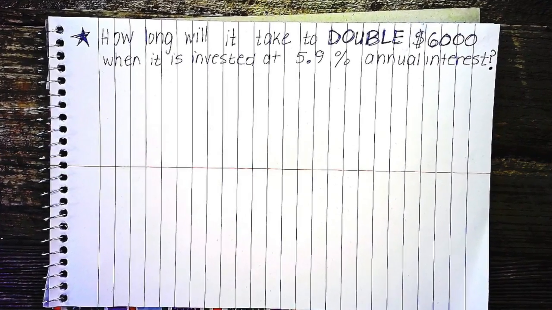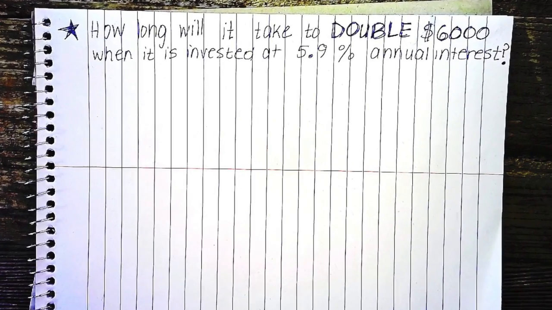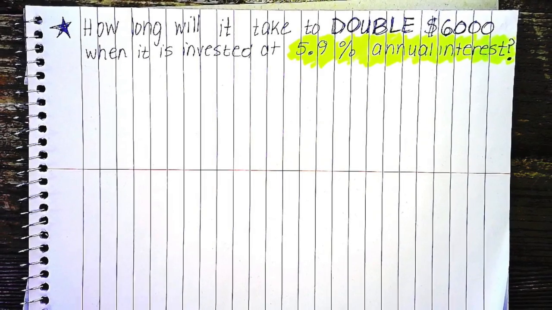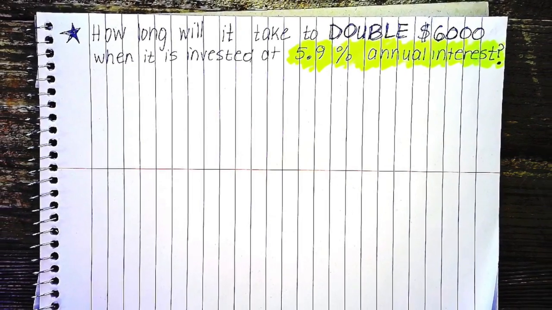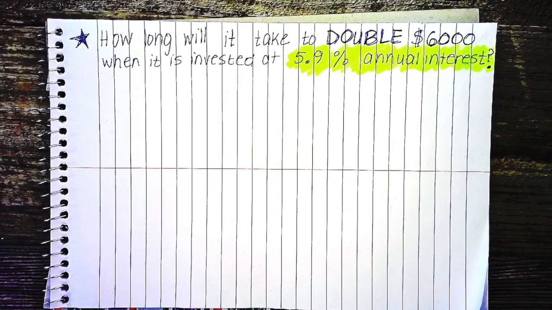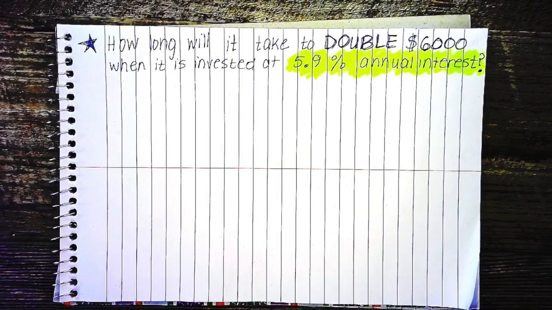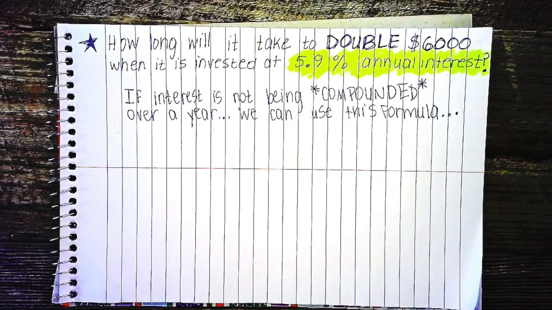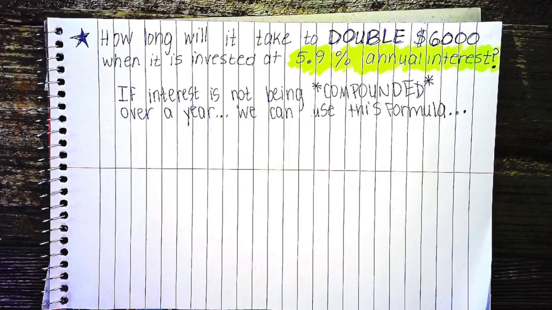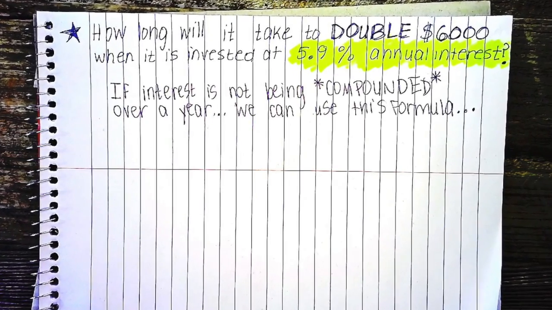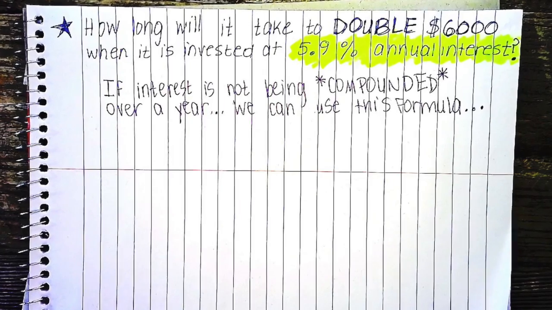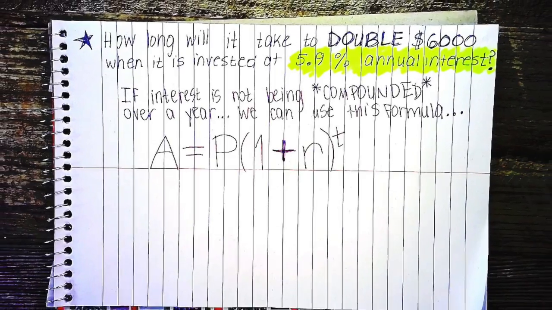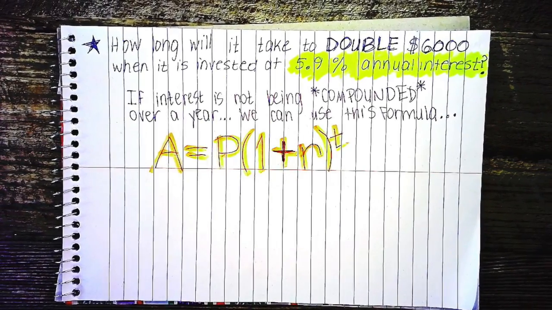How long will it take to double $6,000 when it is invested at 5.9% annual interest? If interest is being compounded, you have to use a specific formula. Compounded n times per year or compounded continuously, and that will more or less decide which formula you use. However, if interest is not being compounded over the period of a year, we can use this formula. A equals P times the quantity of 1 plus R to the T.